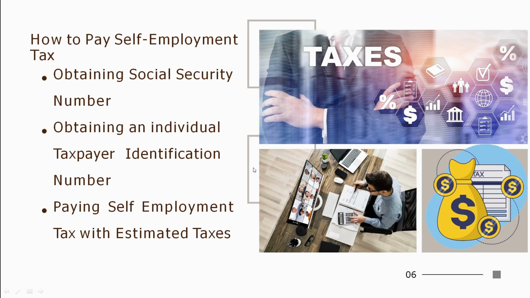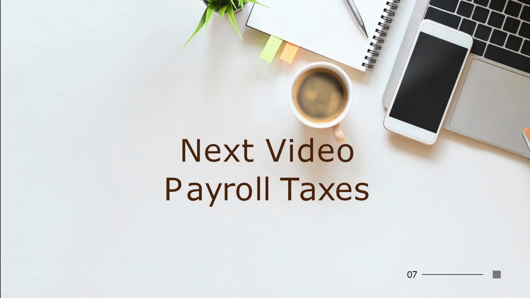Now it comes to how you are going to pay the self-employment taxes. First of all, you need to obtain a Social Security number. If you don't have one, apply for it using Form SS-5. You need to obtain an Individual Taxpayer Identification Number if you are a non-resident and you do not have or are not eligible to get an SSN, and you can pay the self-employment taxes with the estimated taxes. We will be discussing the payroll taxes in detail in the next video.